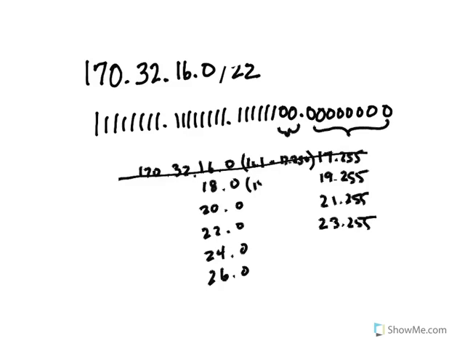We'll actually start with 18.1 to 19.254 and 20.1 through 21.254, and then we will do 22.1 through 23.254, etc. And if you need to look at the subnetting scenario, you can look at some of my other videos on that.